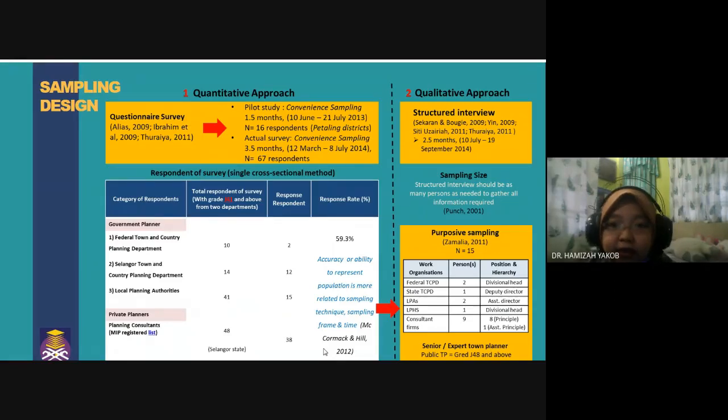Okay, this is the sampling design, which I mentioned before. There are two approaches, quantitative approach and qualitative approach. To start with the actual questionnaire survey, the research started with a pilot survey, but it only involved three councils under the Petaling District: MPSJ, MBSA, and also MPPJ. This pilot survey was done to test reliability before the actual survey started.